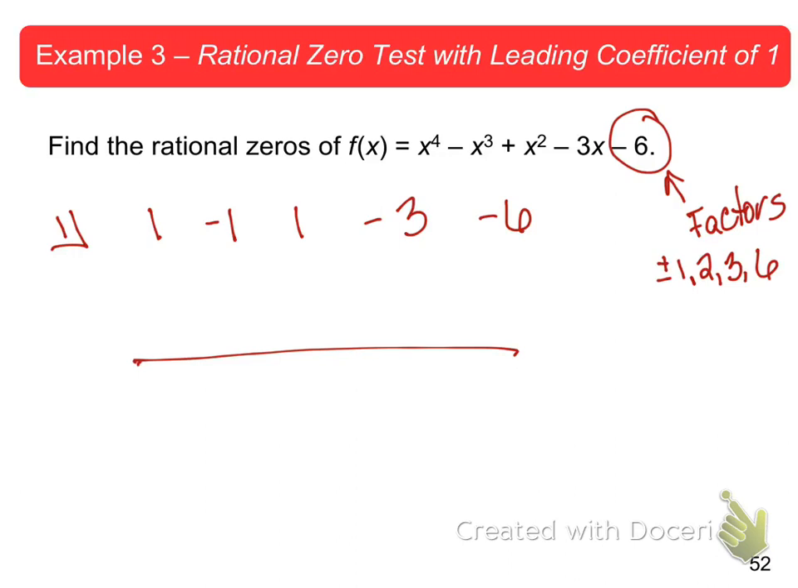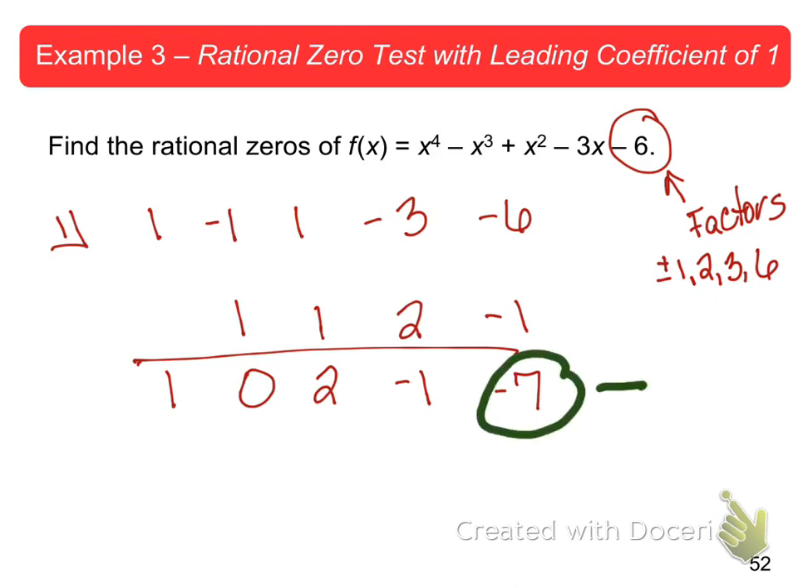Okay? I'm going to bring down my 1. 1 times 1 is 1. Negative 1 and 1 is 0. 1 times 0 is 1. 1 plus 1 is 2. 1 times 2 is 2. Negative 3 and positive 2 is negative 1. 1 and negative 1. Okay, what does this tell me? What does this right here tell me?